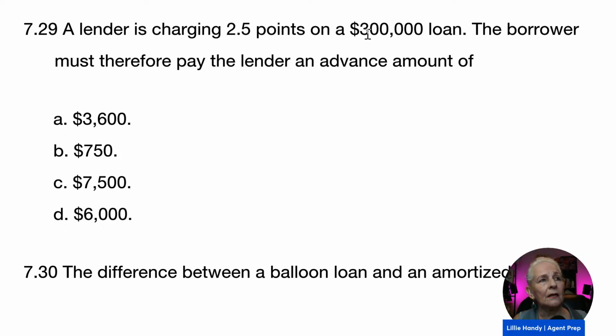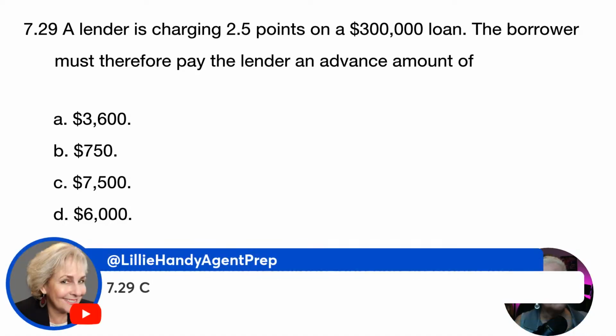That's 7.5. And then add your zeros. So it's not $750. That's like nothing. So 1 point would be 3,000. 2 points would be 6,000. 3 points would be 9,000. So it's between 6,000 and 9,000, right? So the answer, 729, is C, as in Charlie. 7,500.